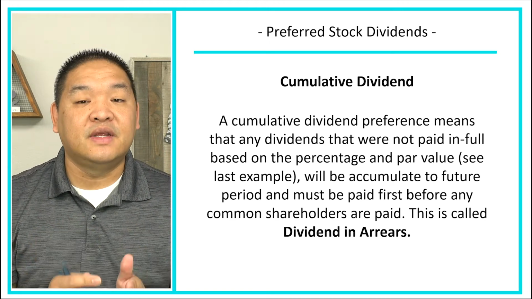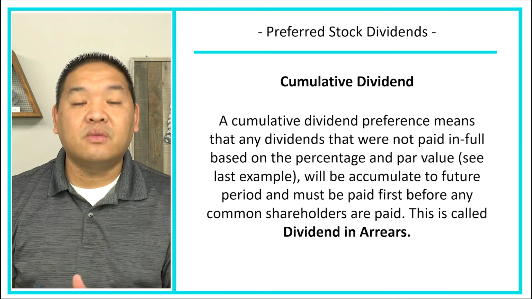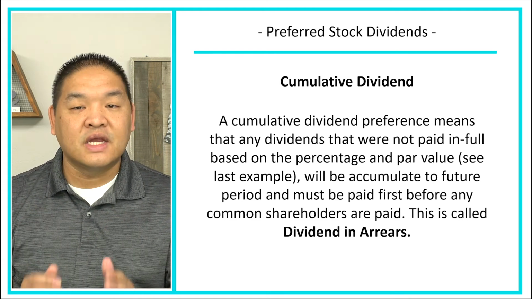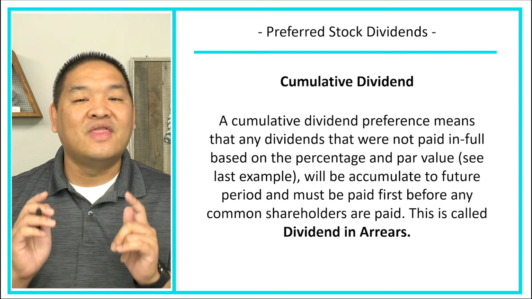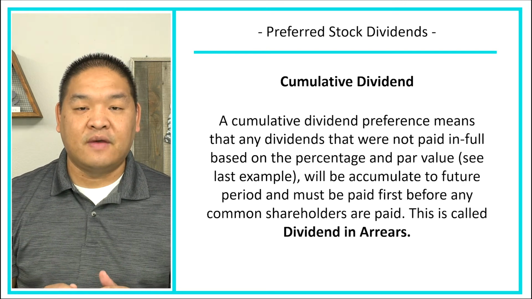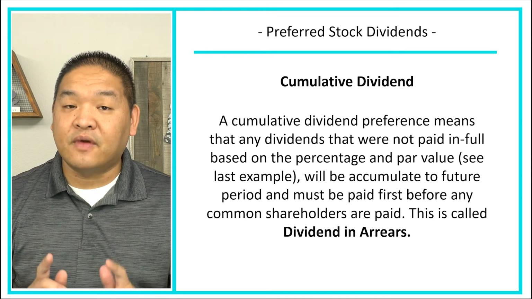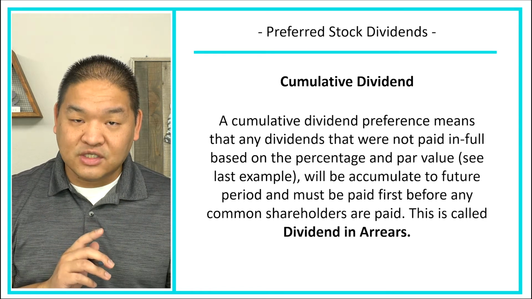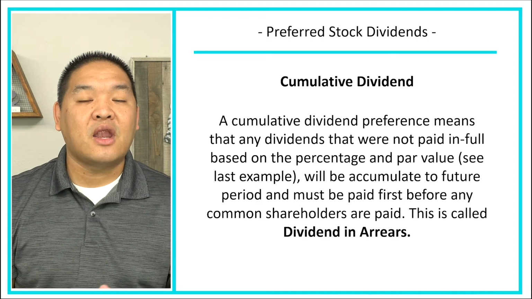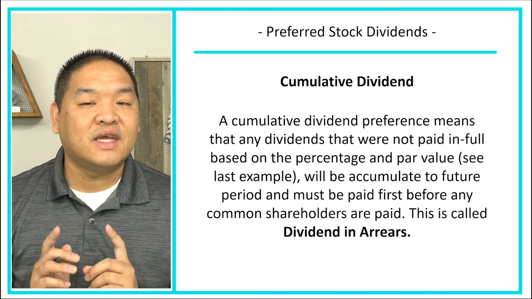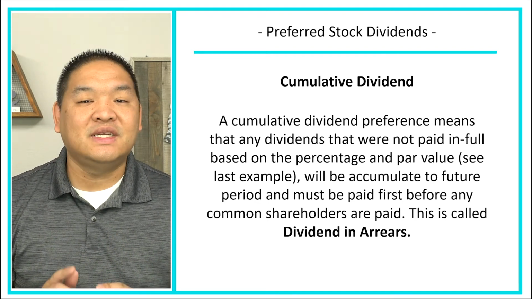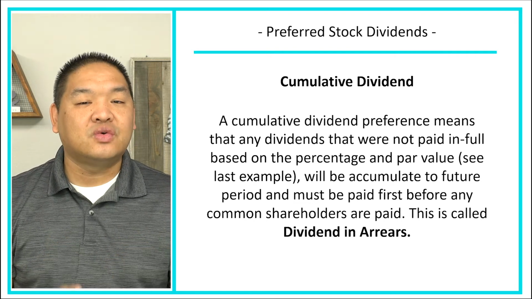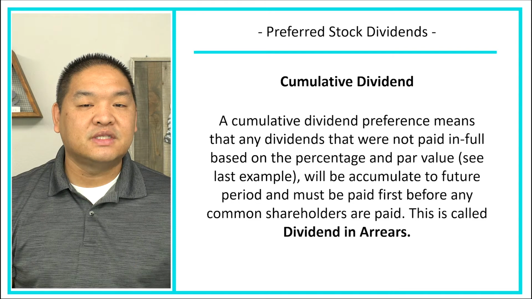That becomes a dividend in arrears, which means in the following year, before any dividends can be paid to common shareholders, not only do we have to pay this year's $7,500, but we also have to make up for any dividends in arrears. If there were dividends in arrears, which there were $2,500, we'll tack that on. So before common shareholders get anything, preferred shareholders need to get $10,000: $7,500 from current and $2,500 from cumulative dividends in arrears.